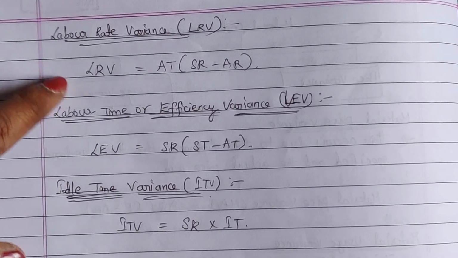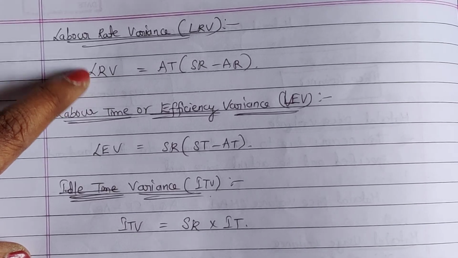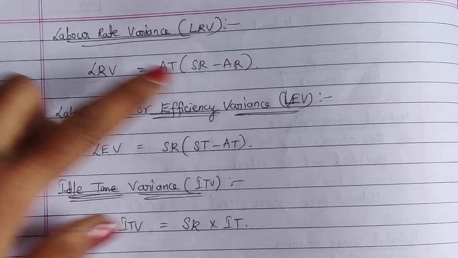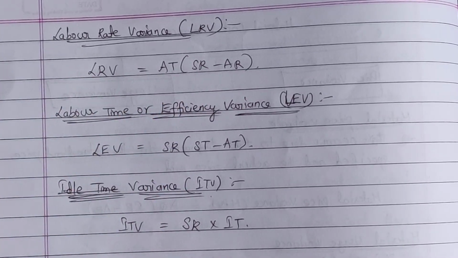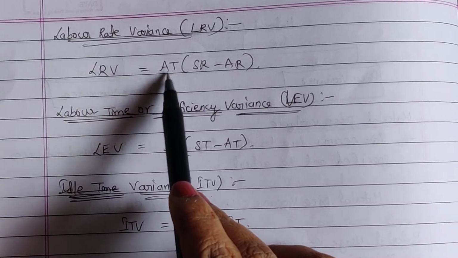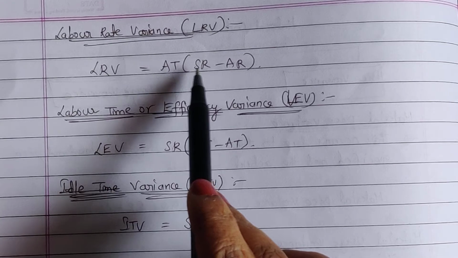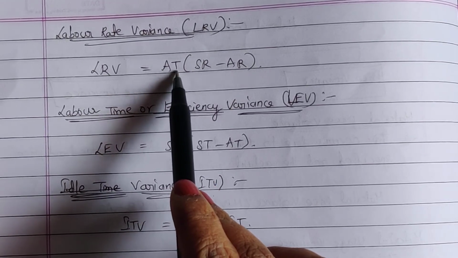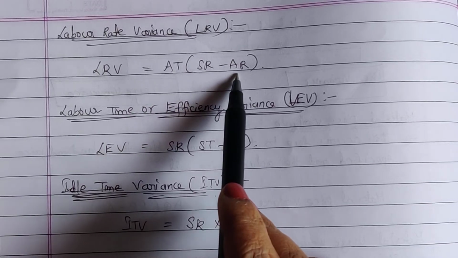We have a formula to find out the labor rate variance. It is the difference between the standard rate and the actual rate paid for the actual time. So we use the formula actual time into SR minus AR. AT means actual time required to produce one particular unit, SR means standard rate, and AR means actual rate.